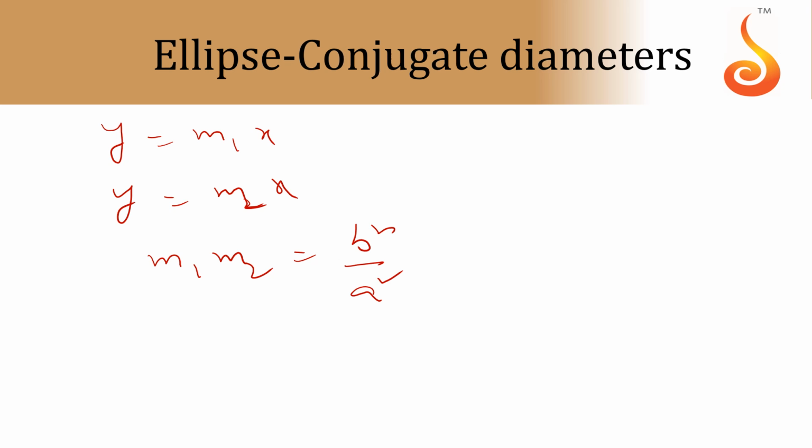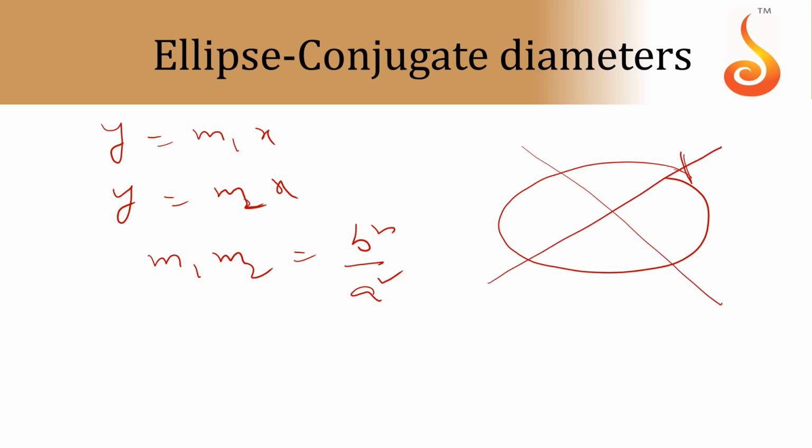But remember that the ends of conjugate diameters, suppose you have these conjugate diameters, say PQ and AB, and the eccentric angles are theta and phi, then they differ by pi by 2. The eccentric angles of conjugate diameters differ by pi by 2.